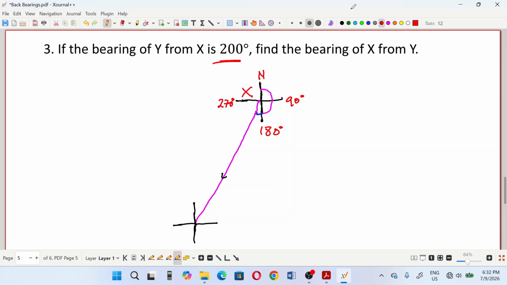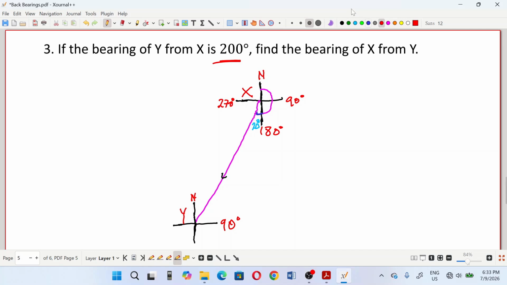And we know that, let me go down, increase this. I know this whole spot is just 20 degrees, right? So this is the position of y. This is y here. This is my north and my 90 degrees. So the question now is, what is the bearing of x from y?